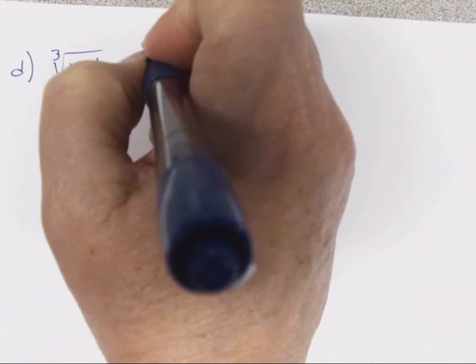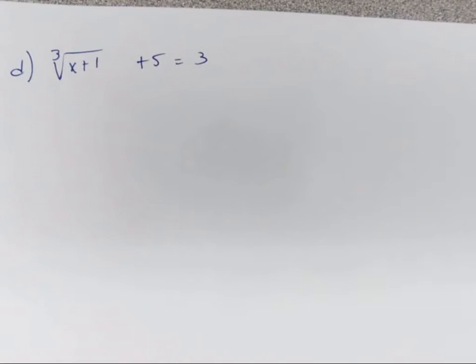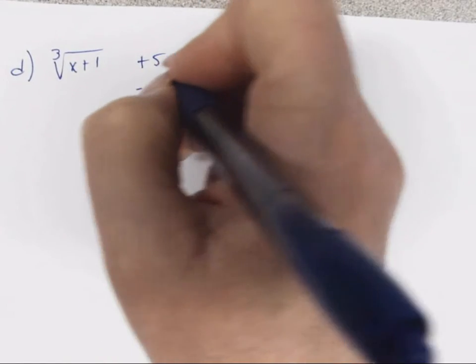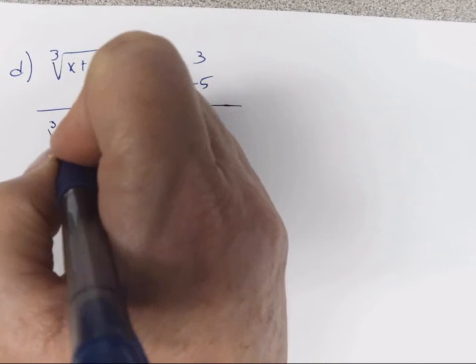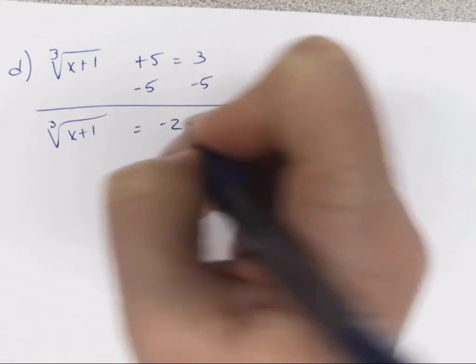Okay, let's look at another one. This will be D. We have the cube root of x plus 1, plus 5, equal to 3. The first thing we have to do here is get the radical by itself. So we're going to subtract 5 from both sides and get the cube root of x plus 1 is equal to negative 2.